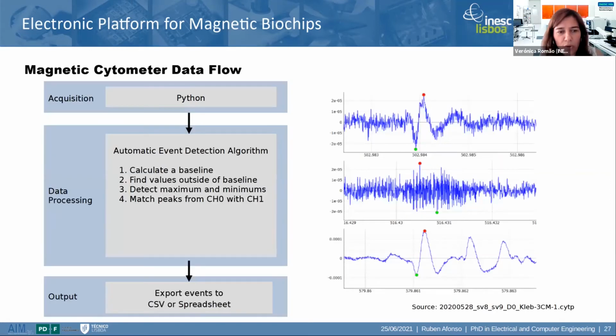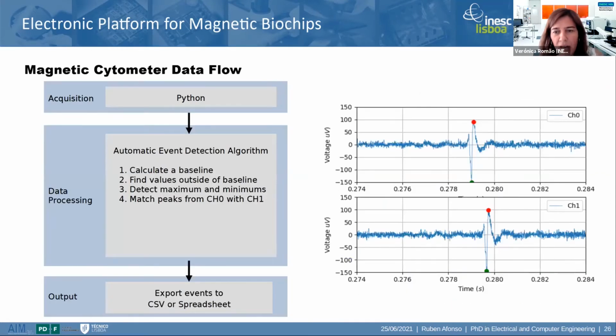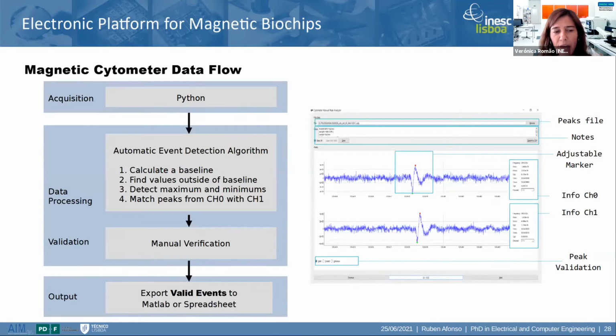When you showed the algorithm that you have, a manual verification. The manual verification.